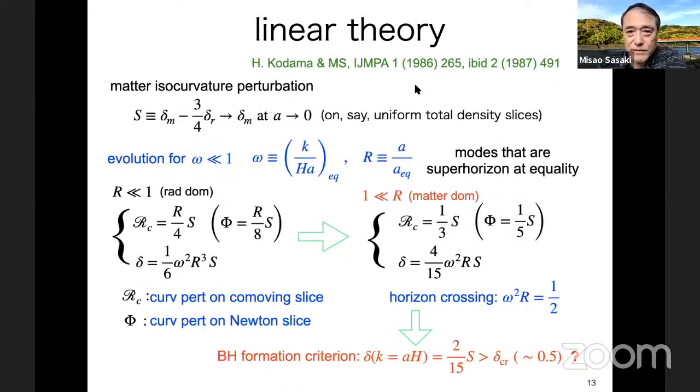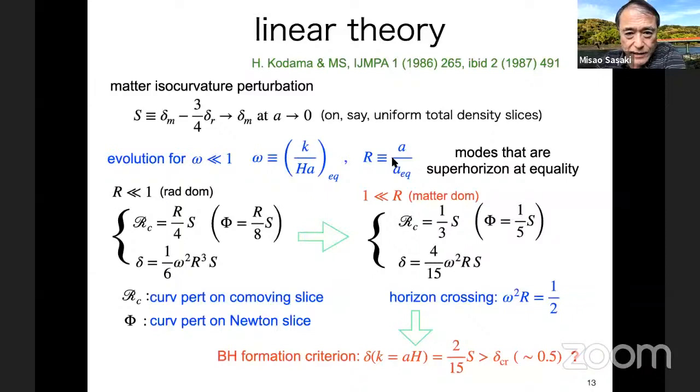Now let me briefly recall how you compute this in linear theory. Essentially, you assume the matter isocurvature perturbation. The isocurvature perturbation is usually represented by this S, which is delta rho over rho of the matter minus 3/4 delta rho over rho of the radiation. And in the early universe, you have completely zero density perturbation, so delta R is 0, and S approaches delta M.